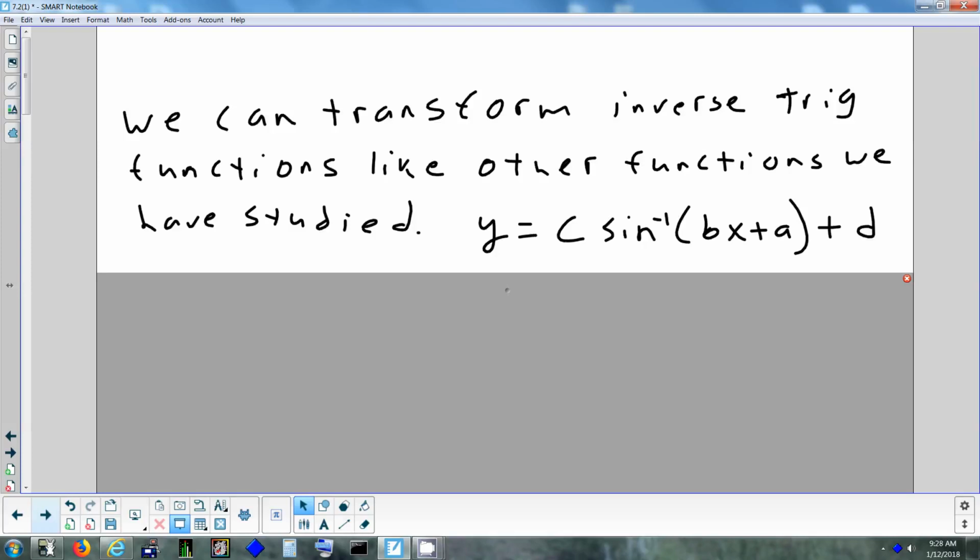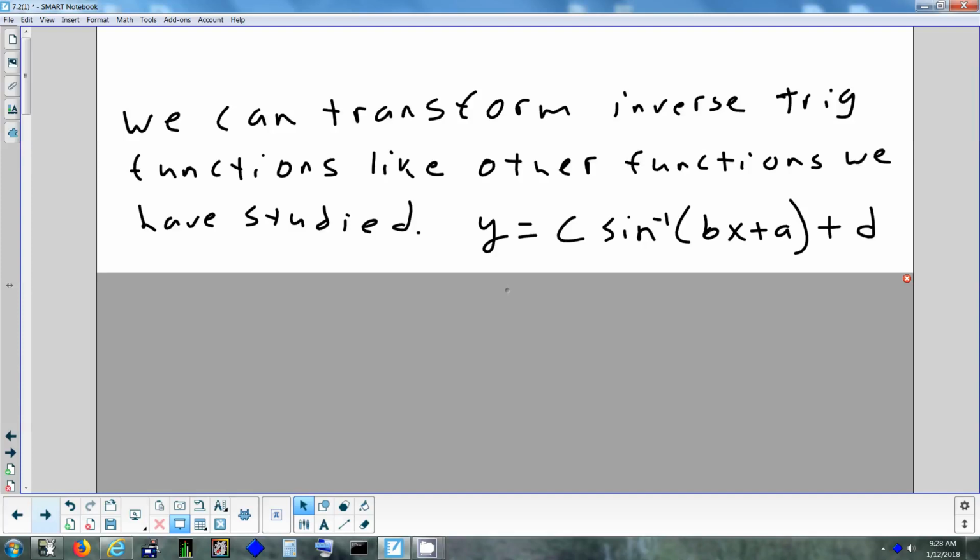When would it shift left? If A was what kind of number? Yep. Positive. Remember, it's backwards. Everything inside the parentheses is the opposite of what you would expect. So positive would shift left, negative would shift right. Okay, so A is a horizontal shift. What about B?